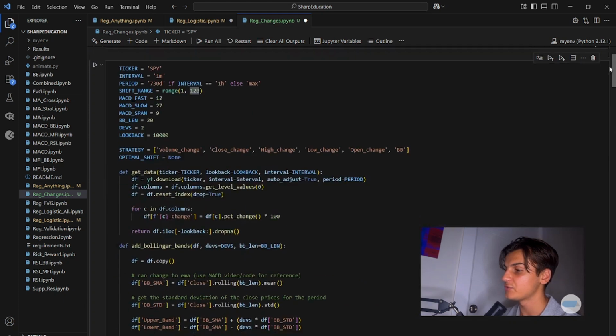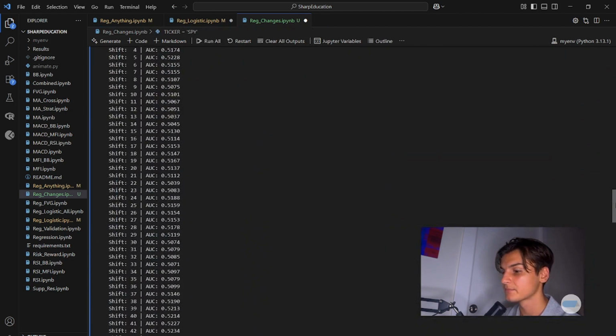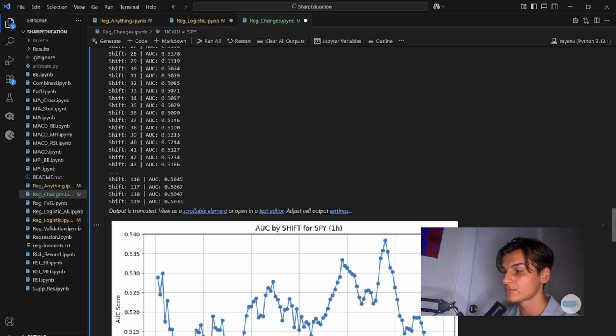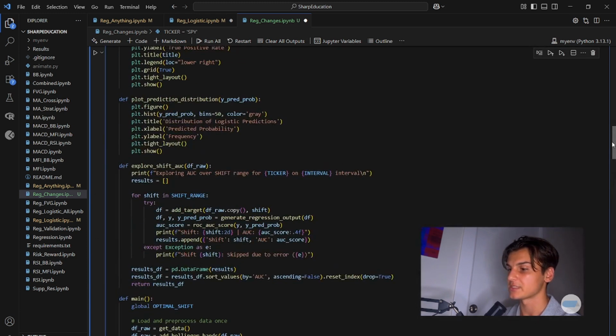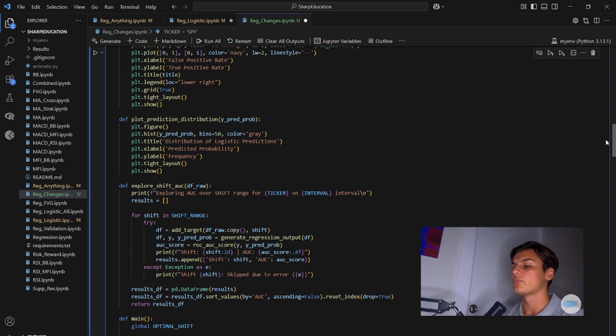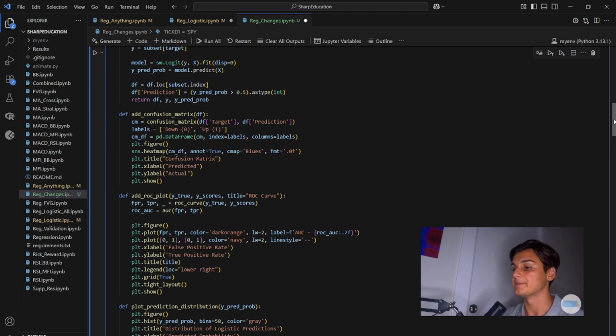What happens when we do hourly data? I think the hourly chart on the S&P 500 is really spectacular. So we'll take a look. Not really. Again, the area under the curve only goes up to 54, and we want to see something closer to 60.